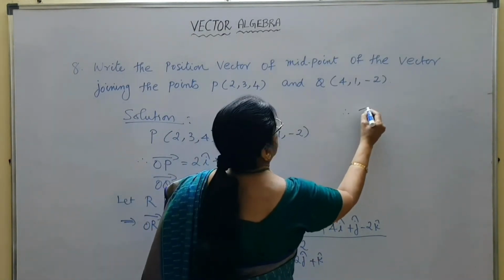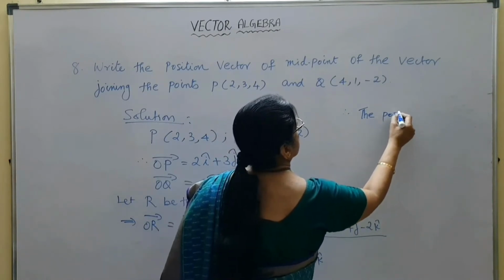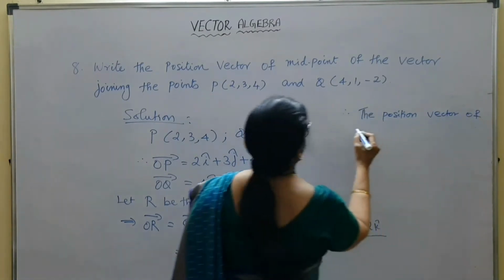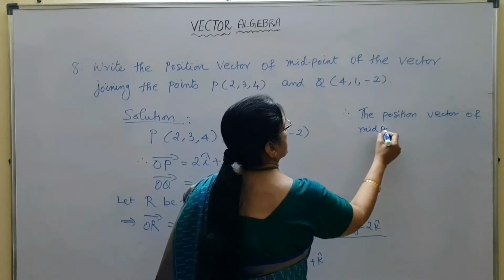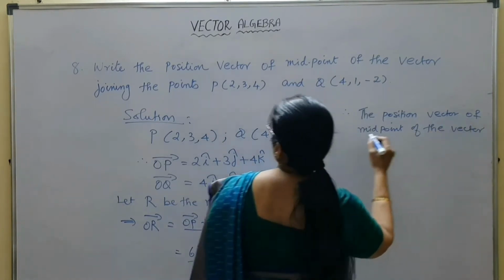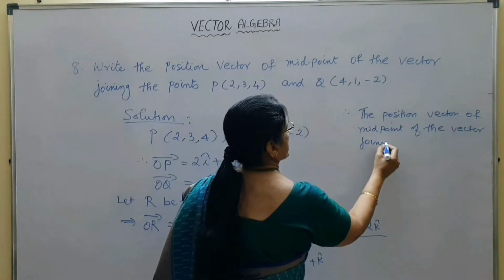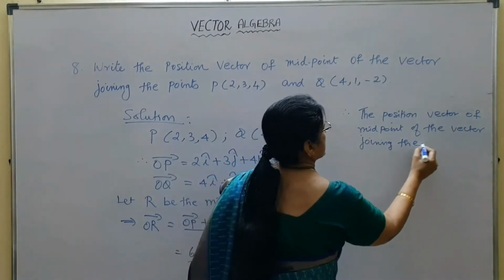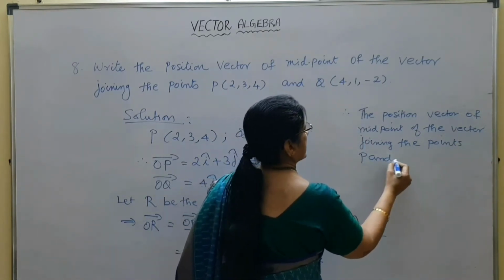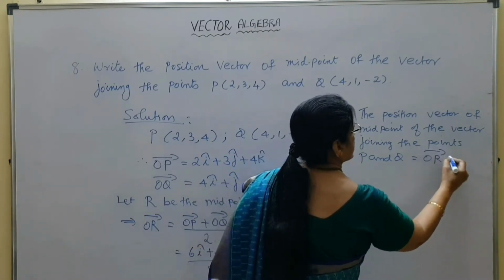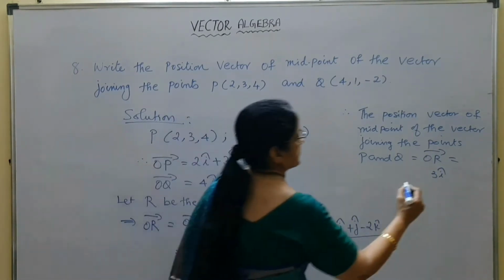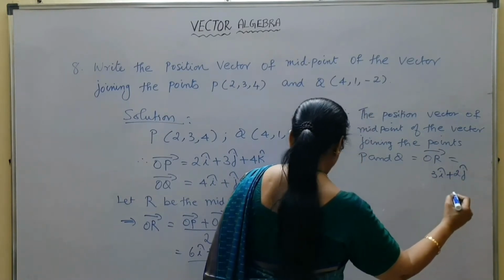Therefore, the position vector of the midpoint of the vector joining the points P and Q is equal to OR vector, which is equal to 3i cap plus 2j cap plus k cap.